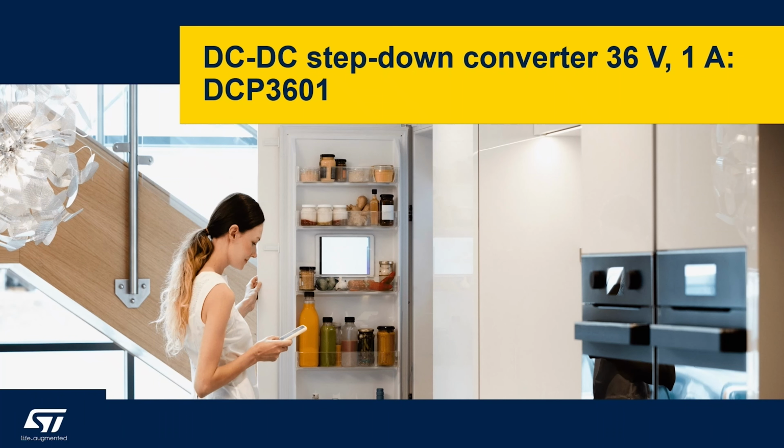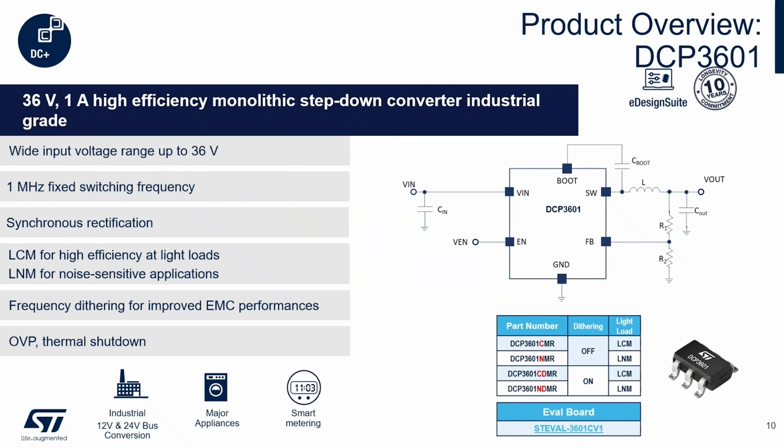I'm going to give you a quick overview of the device that we're going to showcase here. This is our new value 36 volt 1 amp buck regulator. It's a brand new device. It is a cost optimized solution. It's a 36 volt 1 amp synchronous buck. You can see there's no external diode.